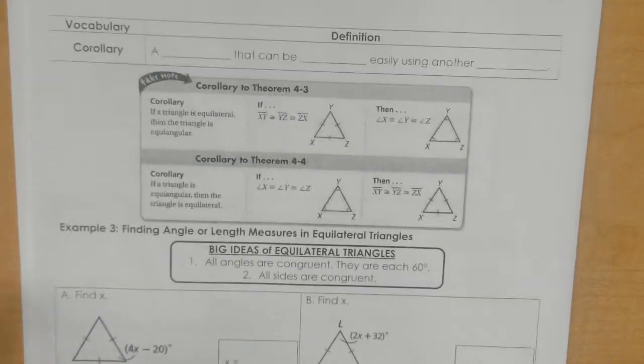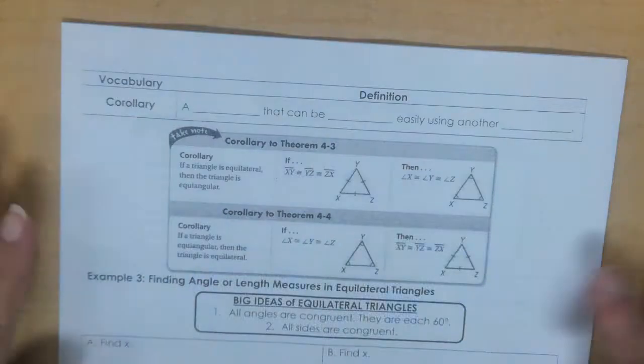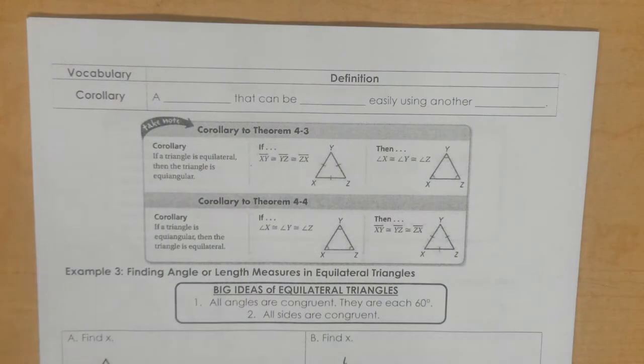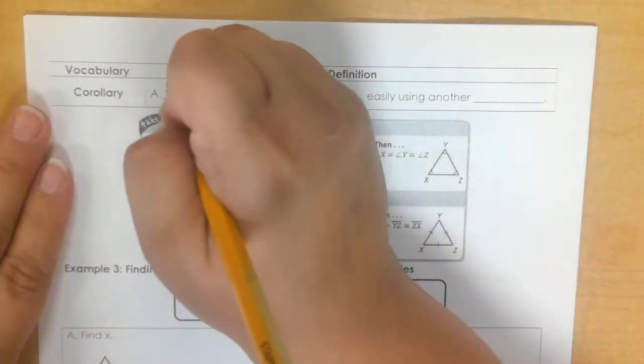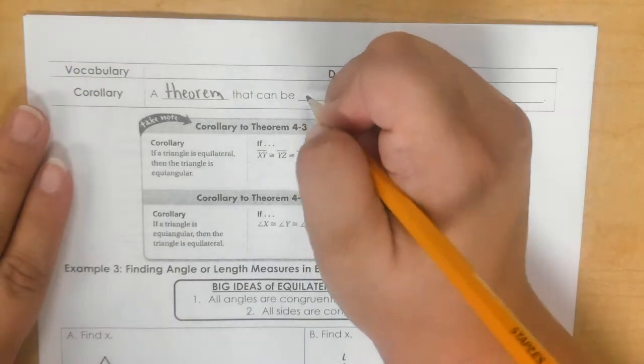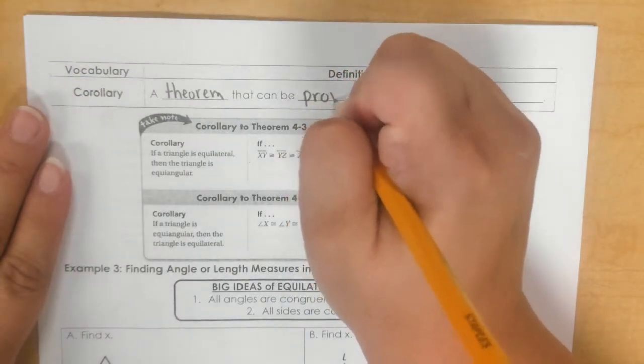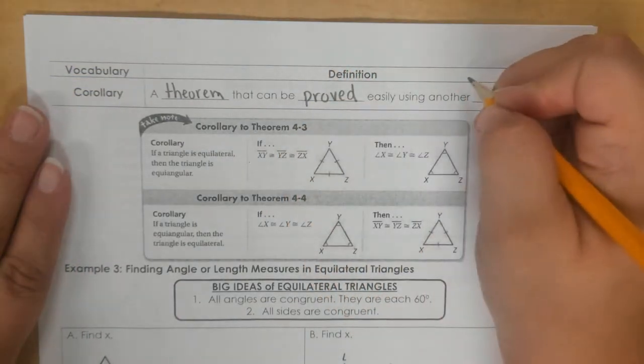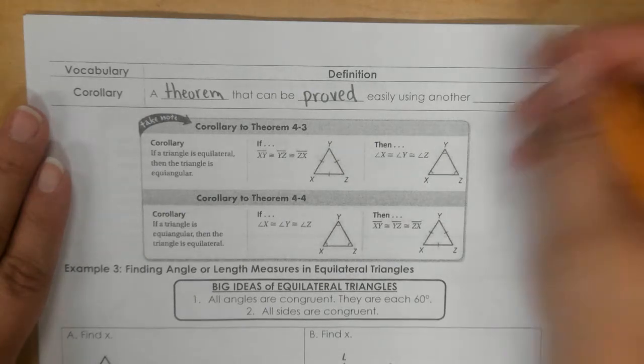Then at the very top of the last page there, third page of day 2 notes, we just need to fill in our definition for corollary. So a corollary is a theorem that can be proved easily using another theorem.